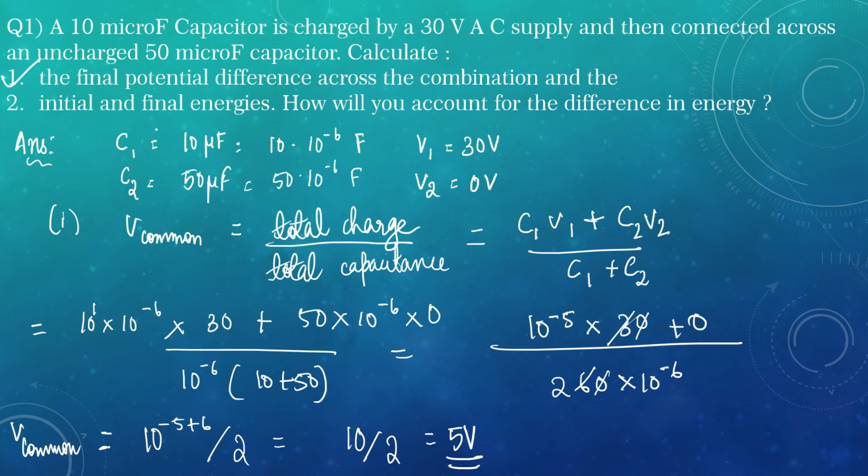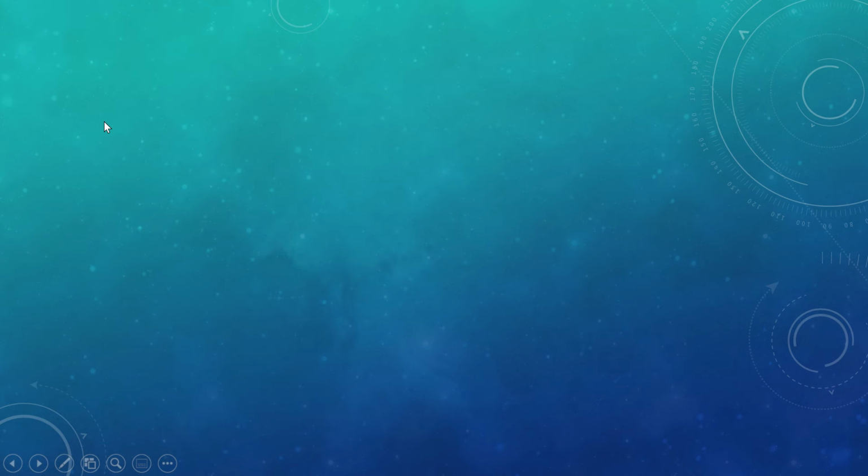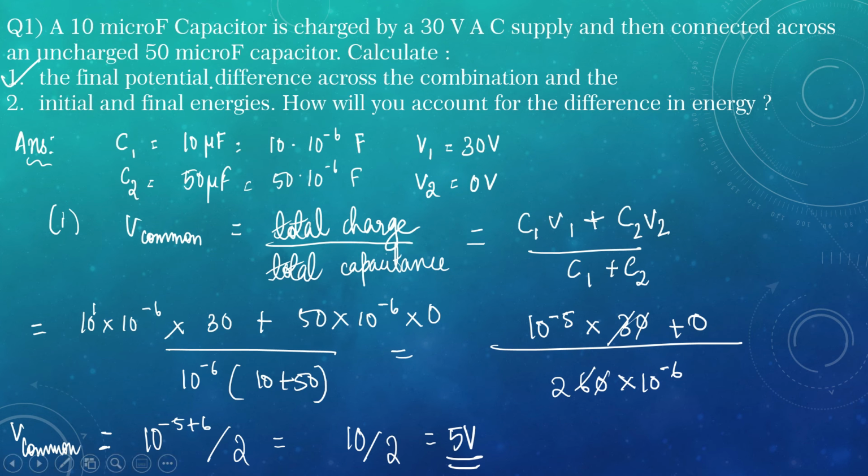The second question is to find the initial and final energies, and how will you account for the difference in energies. So the second one is to find the initial and final energy. I am representing the initial energy as Ui and the final energy as Uf, where U is the energy, I for initial and F for final.